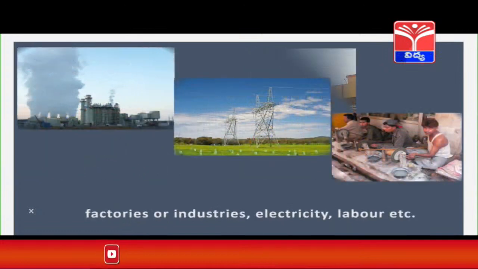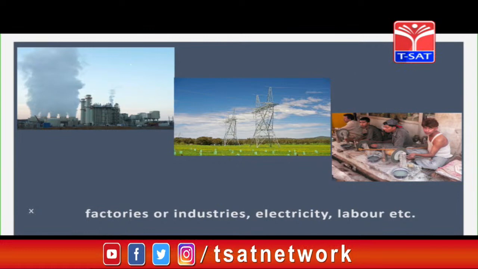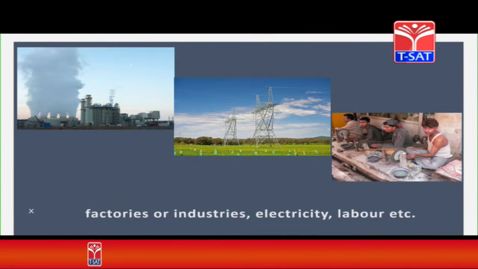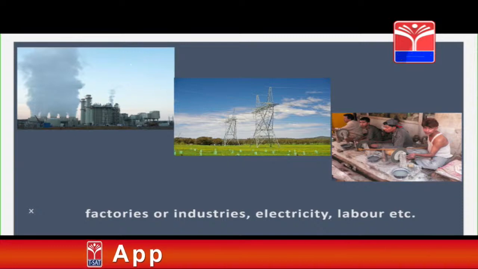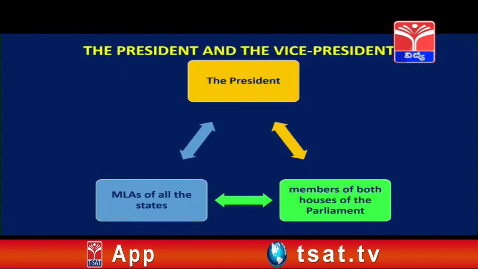And other important subjects on which both the central government and the state government will be making the laws are those related to factories or industries, electricity, labor, etc. However, if both Parliament and a state legislative assembly can make a law on the subject and these laws clash or contradict with each other, the law made by the Parliament takes precedence over the law which is made by the State Legislative Assembly. Now let us discuss the President and the Vice President of India.